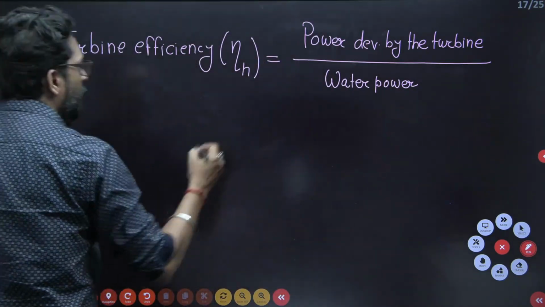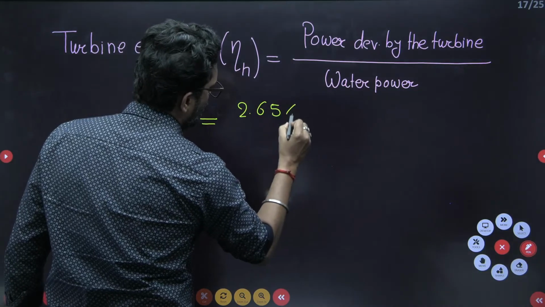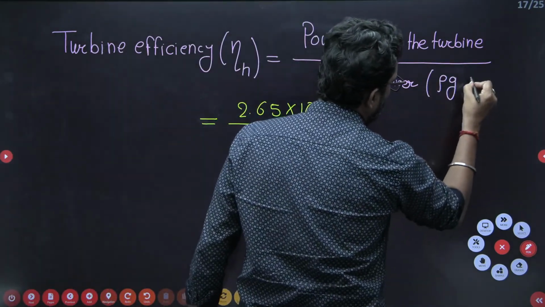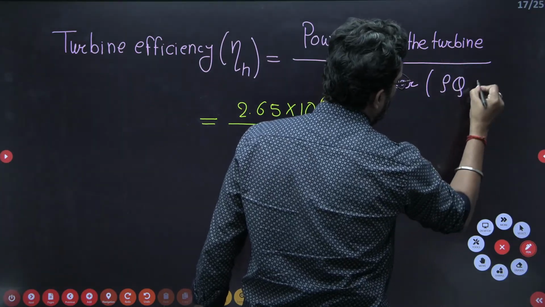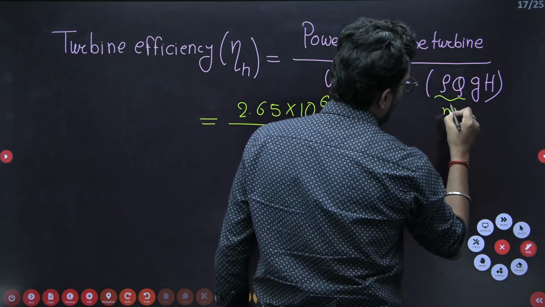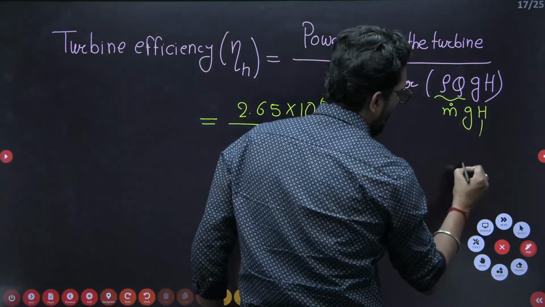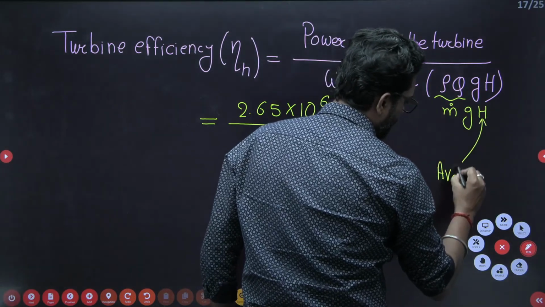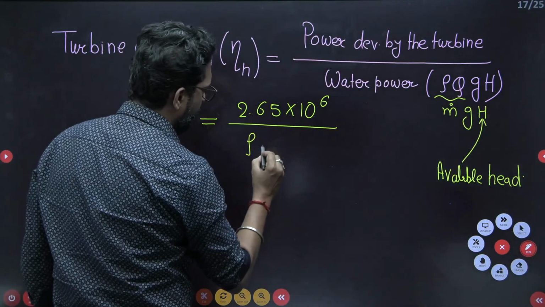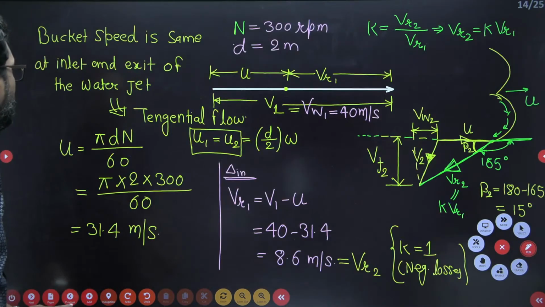So, if you calculate, we have the power developed. What is the power developed? 2.65 times 10 to the power 6 watt. Megawatt is there, so watt is there. What is the water power? Water power is rho Q G H. Rho Q is the mass flow rate m dot, into G into H. That means it is in the form of potential energy. H is the available head. Rho is there, Q is there, G is there, but H is not there in this question.